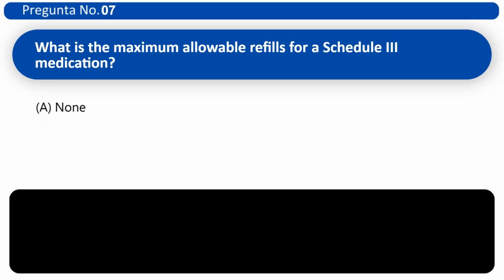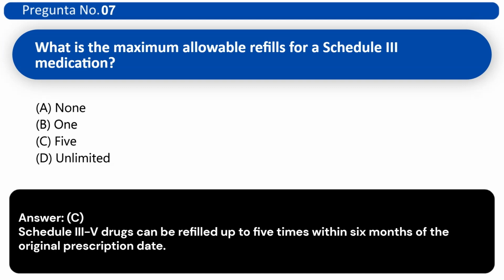What is the maximum allowable refills for a Schedule III medication? A. None. B. 1. C. 5. D. Unlimited. Answer, C. Schedule III-IV drugs can be refilled up to 5 times within 6 months of the original prescription date.